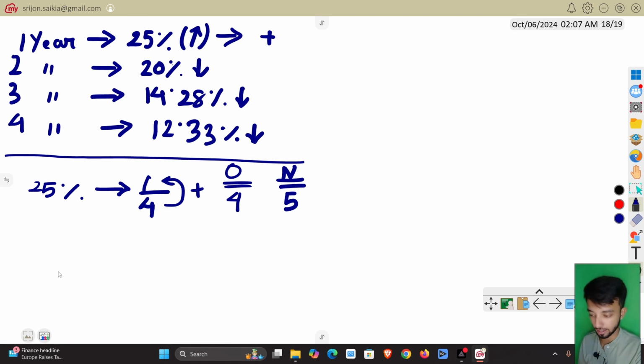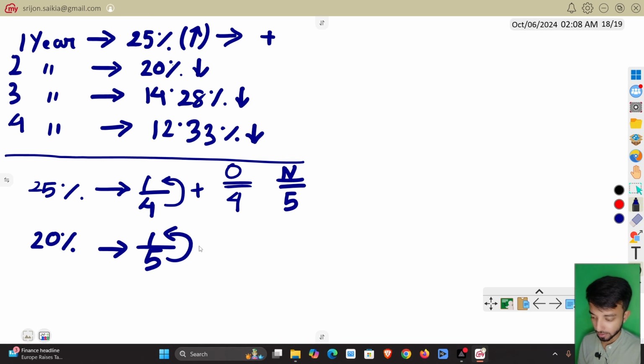We will do the same for every other year. For the second year, it's decreased by 20. Decrease means minus. 20% is 1/5, we know, right? So it's 5 minus 1, because it's decreased. This side will be your original number and this side will be your new number. The original number is 5 and your new number is 5 minus 1, which is 4.